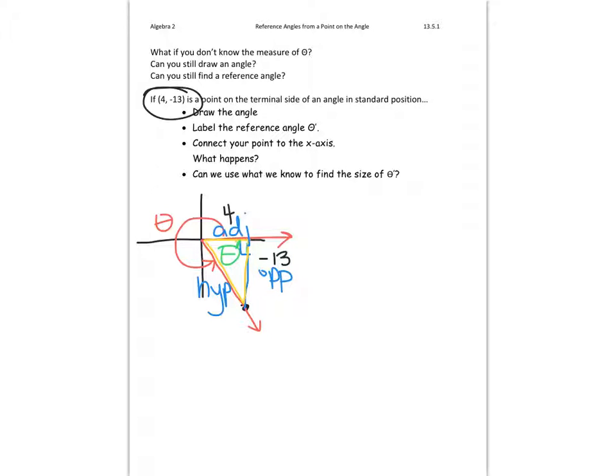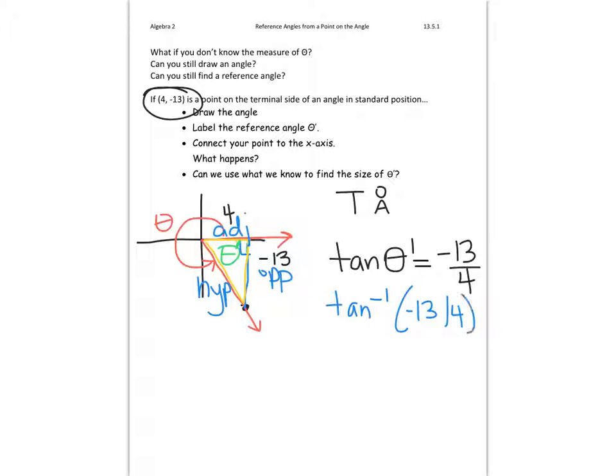Alrighty, so if we know the opposite and the adjacent, how can we find the angle? SOHCAHTOA. Opposite and adjacent. That's tangent, isn't it? So we would do tangent of theta prime equals negative 13 over 4, opposite over adjacent. And then you have to ask yourself, is this the type where I cross multiply and divide, or is this the type where I do inverse? Well, this is the type where we do inverse. So we're going to do the inverse tangent of negative 13 over 4, and that's going to tell us the size of the reference angle.